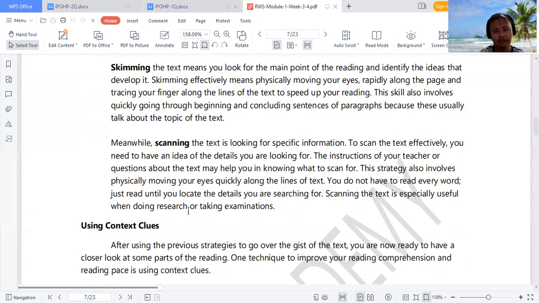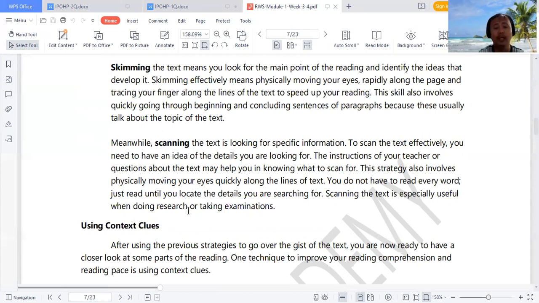You look for the main point of the reading, and identify the ideas that develop it. It effectively means physically moving your eyes rapidly along the page, tracing your finger along the lines of the text to speed up your reading. So skimming is reading with analysis, reading by line. That's how skimming is.